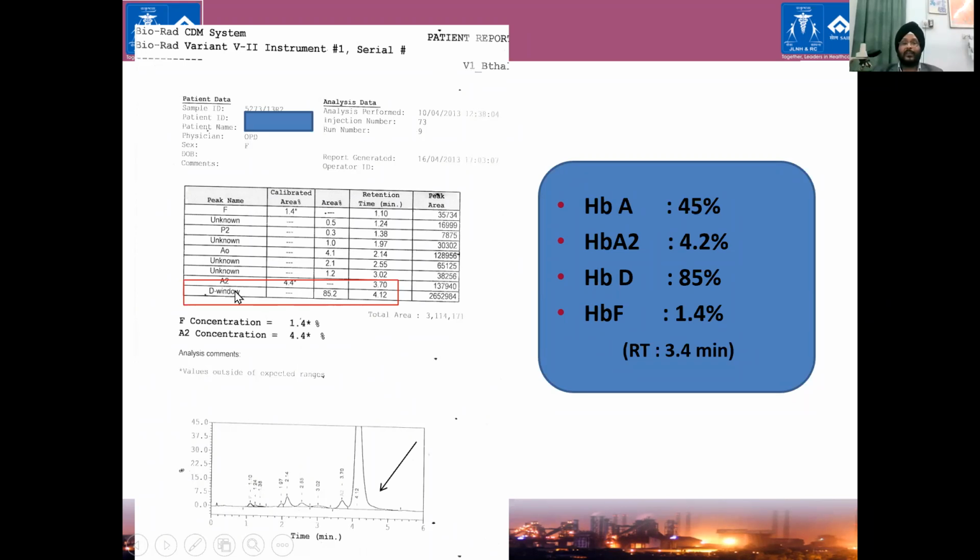She had HbD. The acetylated, the glycated forms of HbD won't go till the region of P2. They will be somewhere around this A0 or somewhere around some unknown peaks. So her HbA1c was not being quantified, and the first HPLC gave us a wrong impression that she was a case of sickle cell disease.